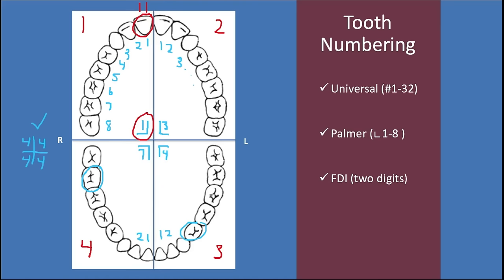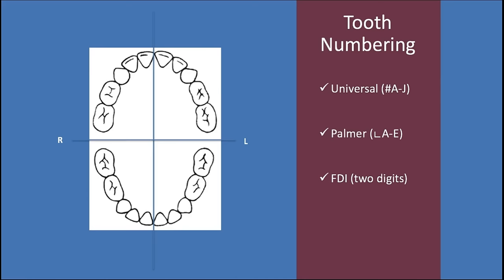Let's pick this lower left second premolar. This would be tooth number 35. And so you could do this for every quadrant of the mouth using that method. So if you're curious, this is how we number the primary dentition, or the baby teeth. For the universal system, instead of using numbers, we use letters. So instead of number 1 to 20, because there are 20 baby teeth, we use letter A through J. And the order of notation is otherwise the same.